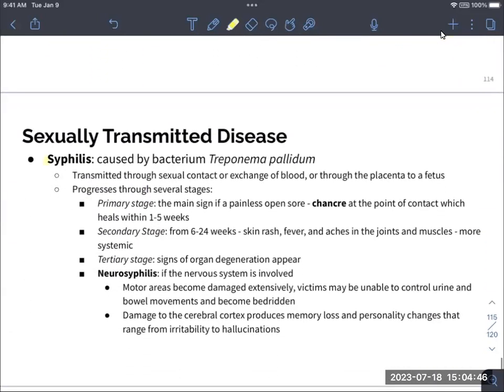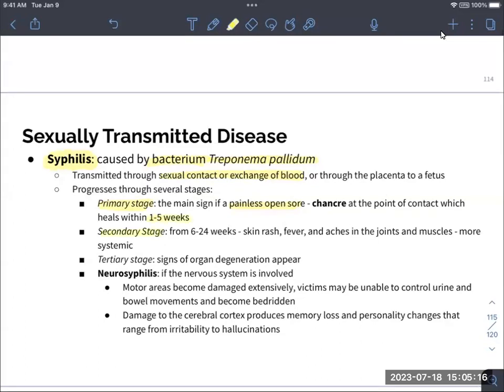Syphilis. Treponema pallidum. It's a bacterium, again, spread through sexual contact or through blood. It can also be passed through the placenta to the fetus. In the primary stage, you can usually see a painless open sore, or a canker, at the site of contact. It will heal within a few weeks, 1 to 5 weeks.